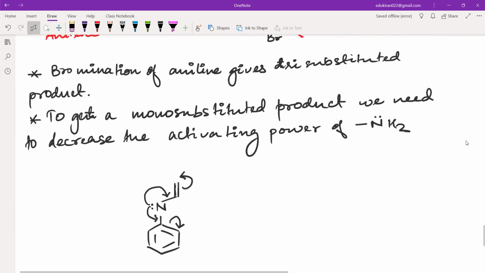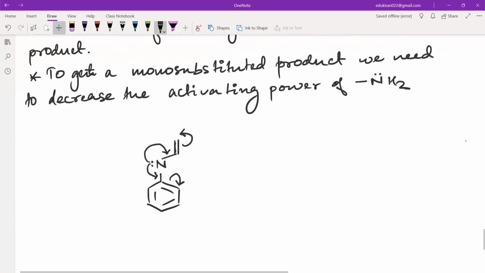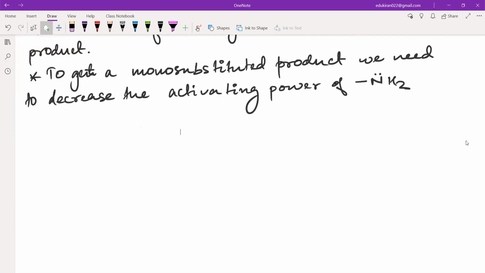That activating power is coming from the lone pair of NH2. To decrease the activating power, we will distract the lone pair. Now, let us review the reactions of aniline: how we can replace this H of NH2 with something like NH, with some single bond to A, with a double bond to B. We have to add this group. Can you see this? Yes or no?